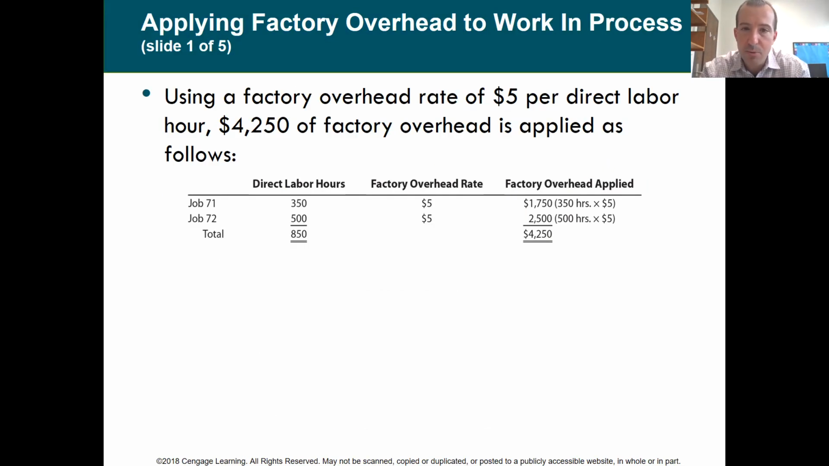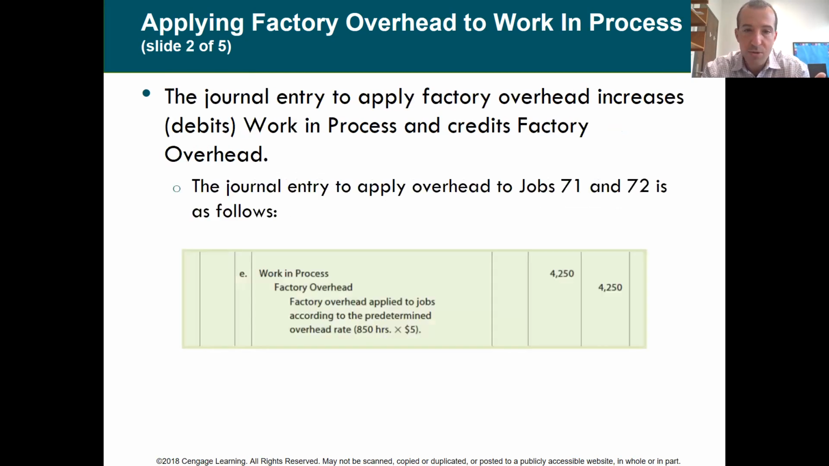And then here was an example. So we have two jobs. We're using direct labor at a predetermined factory overhead rate of $5 per hour. So we have two jobs, job 71 for 350 hours, job 72 for 500, right? We're going to multiply those by the factory overhead rate. So the total factory overhead to be applied is $4,250. The journal entry to apply that factory overhead is to debit work in process, which is the inventory account, and to credit factory overhead.